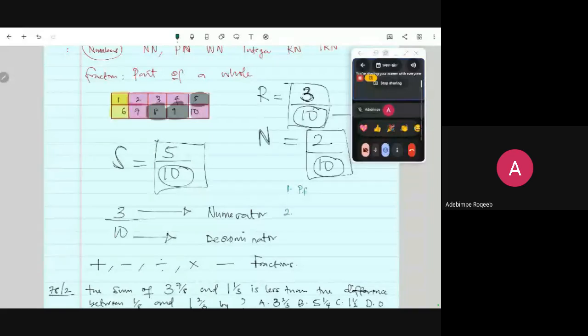Number 2, we have improper fraction. Number 3, we have mixed fraction. When we say proper fraction, it means that the denominator is greater than the numerator. The one in the bottom is bigger than the one on top. For example, 2 over 3. Another example, 7 over 13.